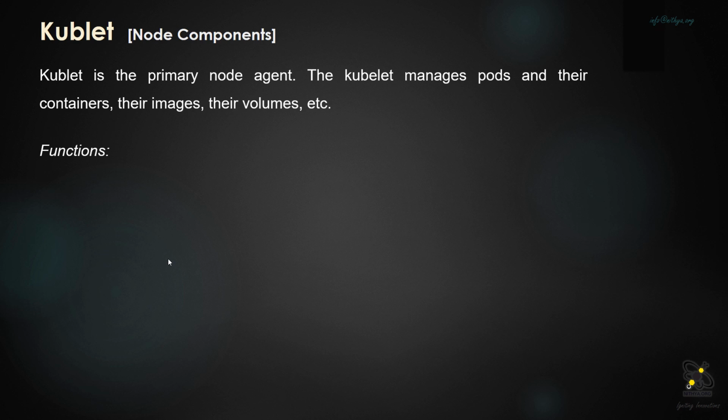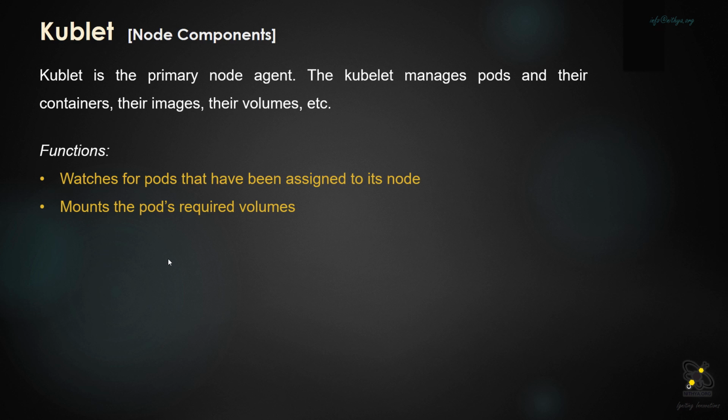What are the functions of the kubelet? As I said, it watches for pods that have been assigned to its node. Without his attention, no pods will actually be provisioned or run. He always watches for the pods. Also, he mounts the volumes, for example EBS or host volumes or Azure files; everything is under his control. The third one is that it downloads the pod secrets.